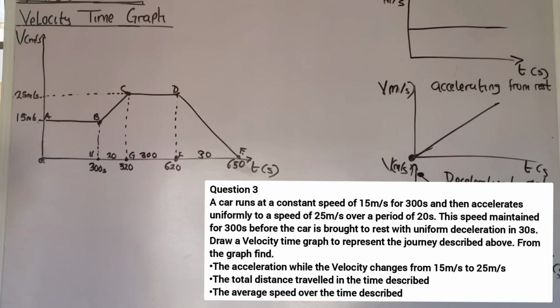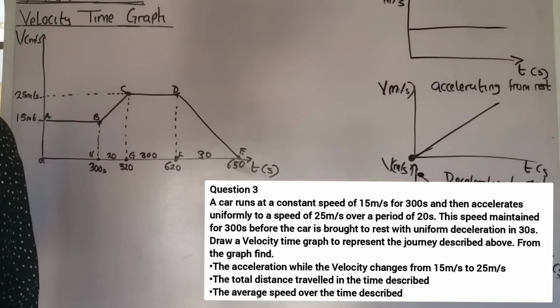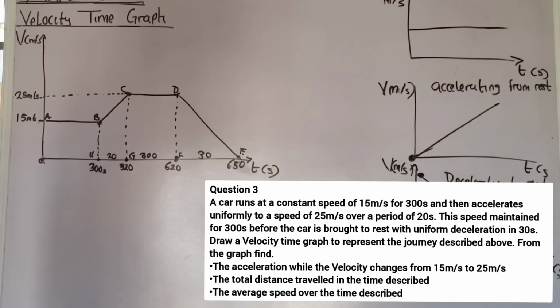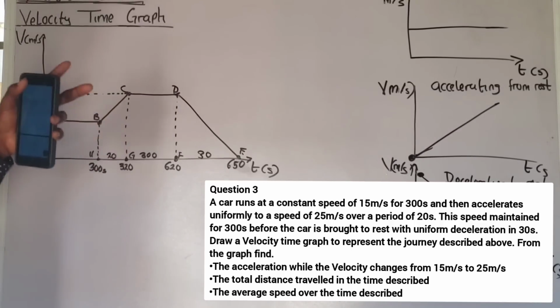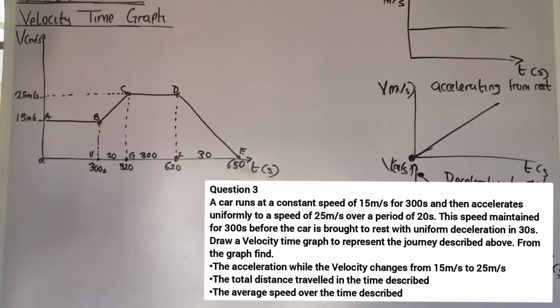Now, to determine the acceleration when the velocity of the car changes from 15 meters per second to 25 meters per second, we just have to make use of the formula of slope. You understand? Don't forget, in our previous class I told you that when you are asked to calculate acceleration, you are going to make use of the slope. Okay? Slope is associated with acceleration. In velocity time graph, acceleration is associated with slope.